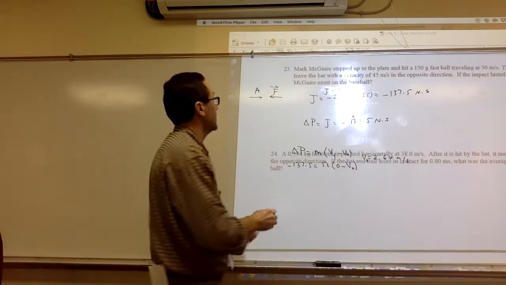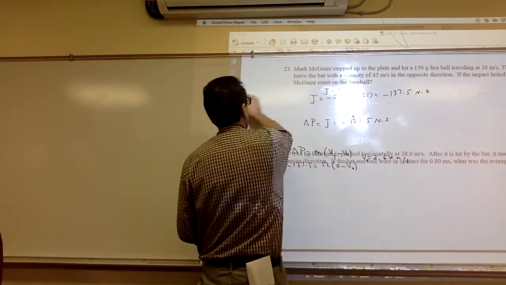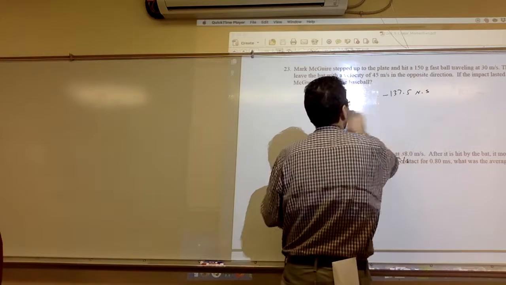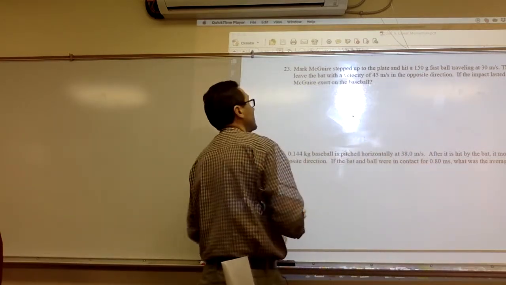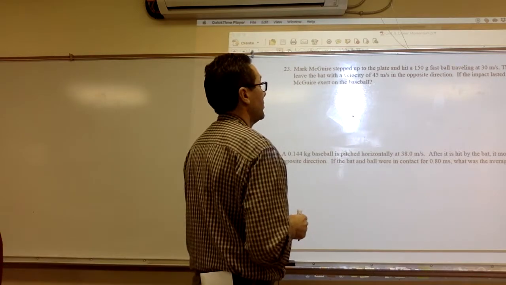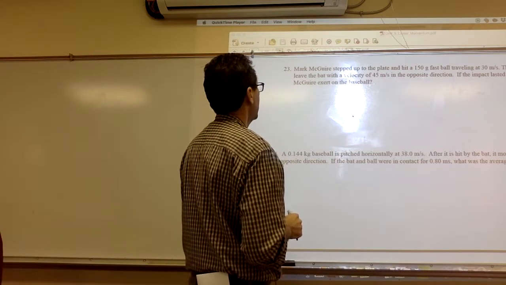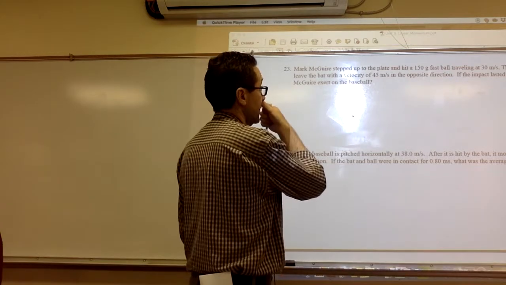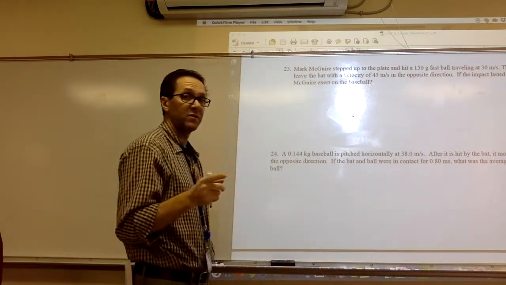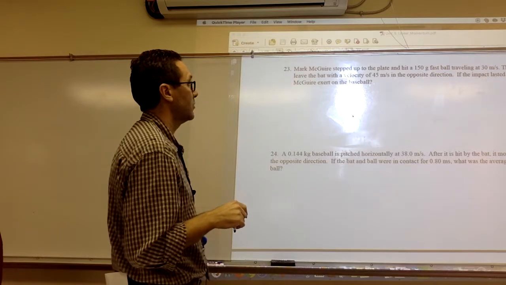All right, number 23. Mark McGwire stepped out to the plate and hit a 150 gram fast ball traveling at 30 meters per second. So you have to be careful with the mass there. The impact caused the ball to leave the bat with a velocity of 45 meters per second in the opposite direction. So here we're looking at a change of 75 or negative 75, depending on how you look at it.